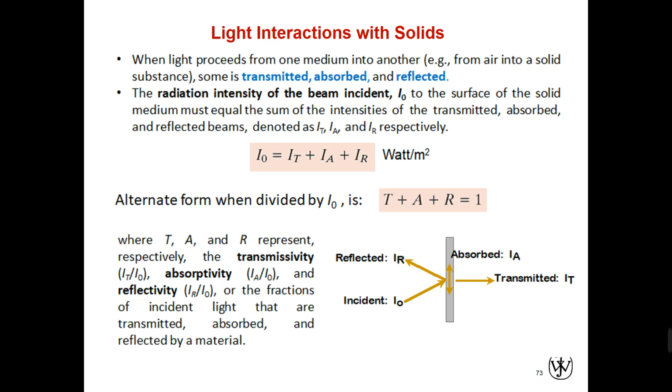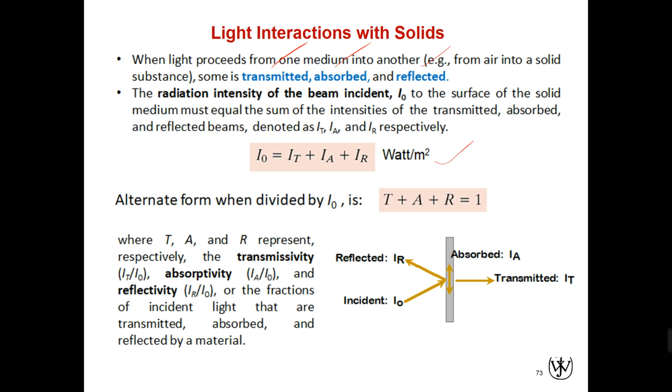Take a look at light interactions with solids. When light proceeds from one medium to another, for example from air into a solid substance, some is transmitted, some absorbed, and some reflected. The intensity of the incident beam, I0, meaning the radiation that comes in, must equal the sum of the intensities of the transmitted, absorbed, and reflected beams, denoted as IT, IA, and IR. As per this equation, the unit is watts per meter squared.